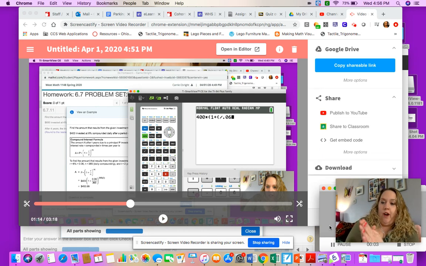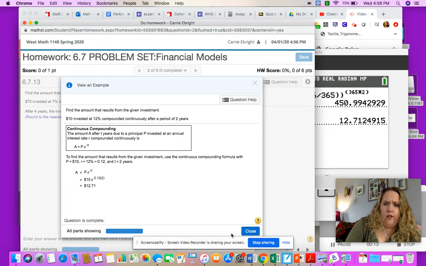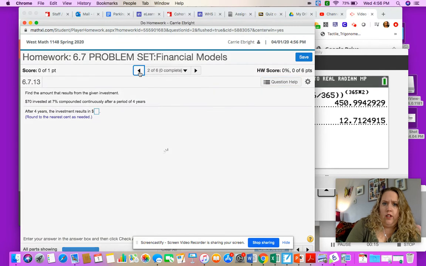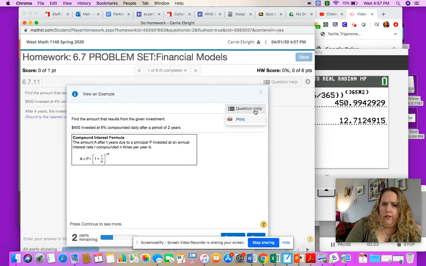So in this little video, I want to show you how to type some of the stuff in the calculator that we've been doing. So this is for 6, 7, all the financial models. So let's go. I'm pulling up example 1, or number 1, from our My Math Lab homework. I'm going to pull up an example though and walk through this.